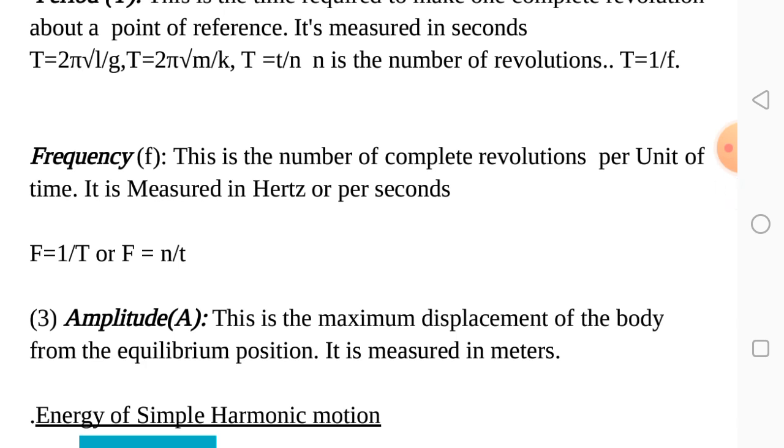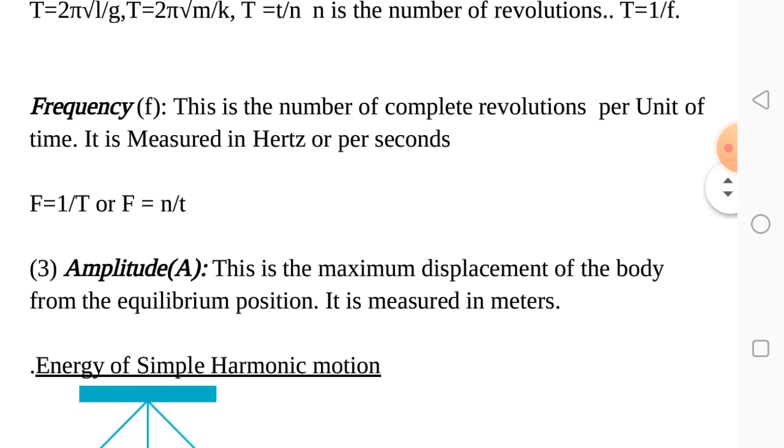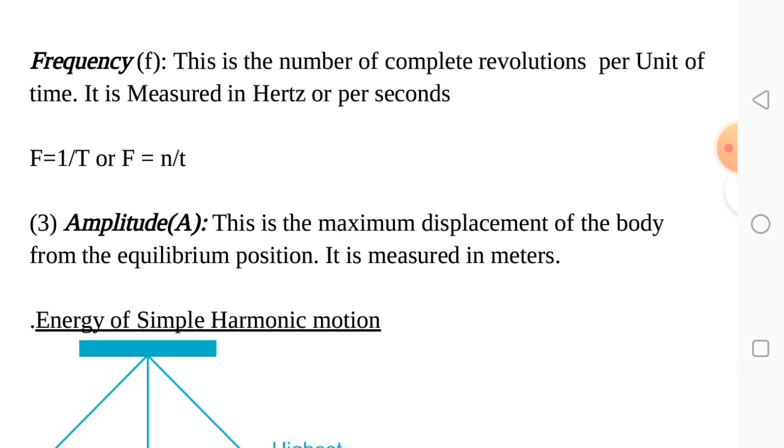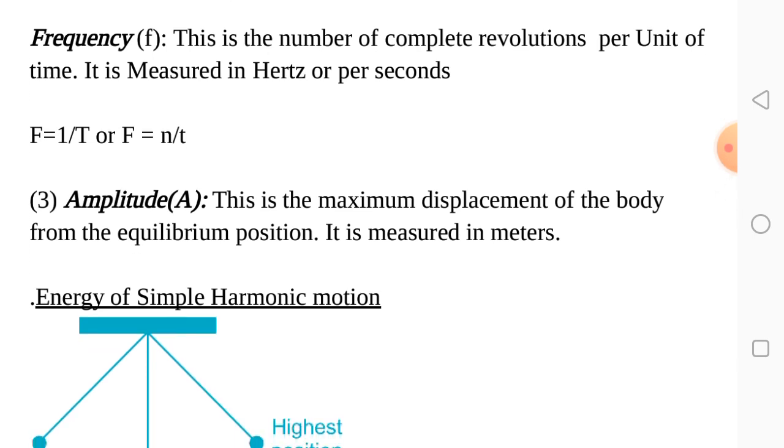So whenever we have any equation to do with time, once we understand the concept of time in relation to other values, then we can get the time in that problem. Frequency is the number of complete revolutions per unit of time. It is measured in hertz, or per second, and is denoted with the letter f. f equals 1 over T, or f equals n divided by the time.